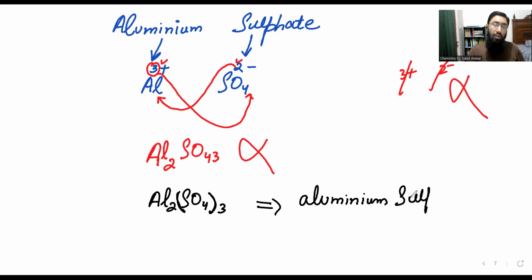What I am doing, because if you put 3 like this, it will become SO43. This will become wrong. So what we have to do, we have to enclose SO4 in parentheses. Then we can write this 3. And from where has this 3 come? This 3 is coming from the charge on the aluminium. Crossing over, this 3 will come here, and in the crossing over method, this 2 will come here.